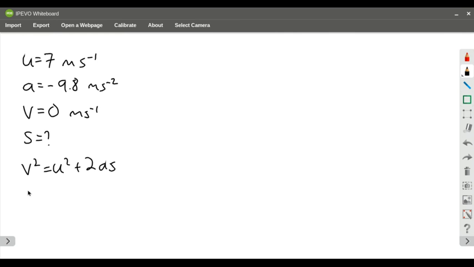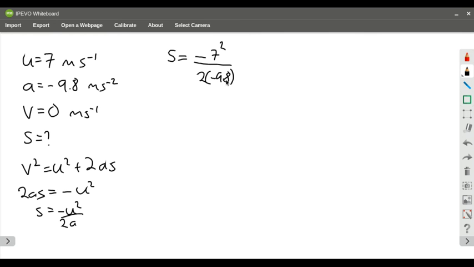V is 0. So I'm going to rearrange this. I'm going to take away u squared on both sides. I'm ignoring the v now because I know that's going to be 0. All right. So that means s is going to be minus u squared over 2a. So go back up here to calculate it. The displacement, after it is let go, is minus 7 squared, minus u squared, divided by 2 times minus 9.8.